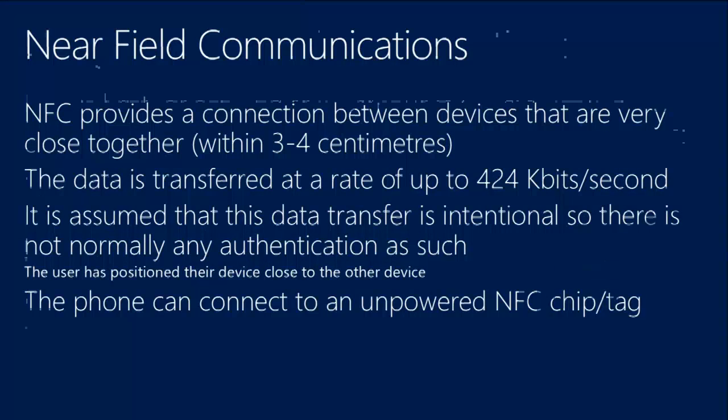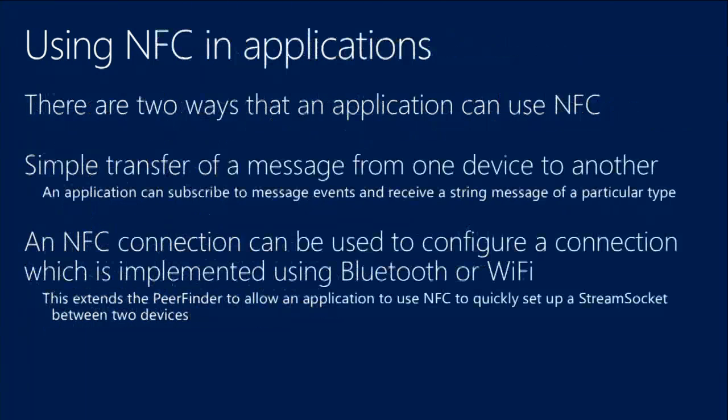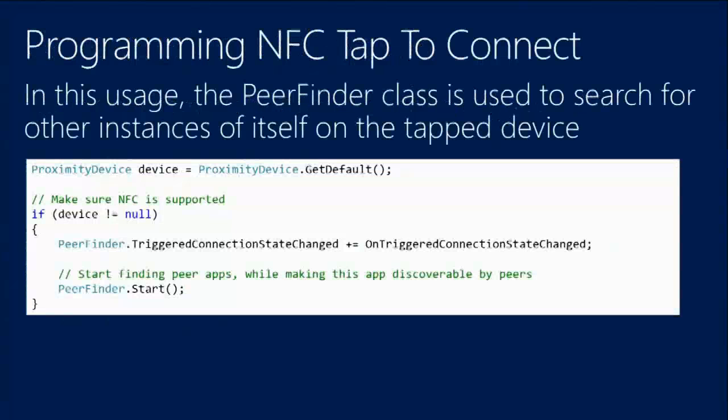But the other interesting one is that you can use it for connecting devices together. So this tap to connect thing. NFC is the initial point of contact, but then what you'll get is a Bluetooth or a Wi-Fi connection between the two. So for a simple transfer of data, or to set this up, what you get is a stream socket, and there's this PeerFinder API.